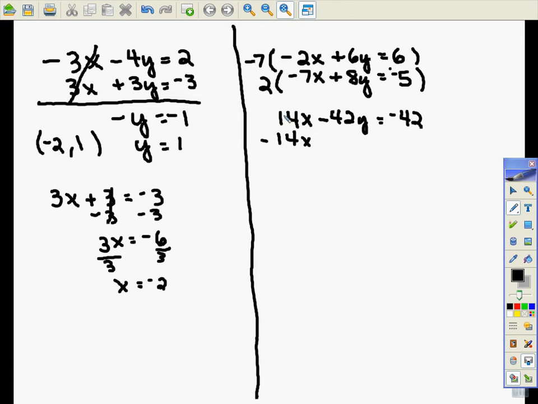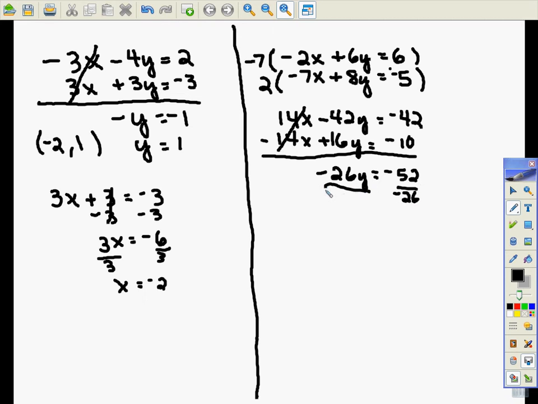Now look what happens. They're going to be canceling out here pretty soon. Plus 16y is equal to negative 10. So now I can add them up. What happens? That's going to go away because that equals 0. Here I've got a negative 26y is equal to negative 52. Well, divide both sides by negative 26. And y will equal a positive 2.